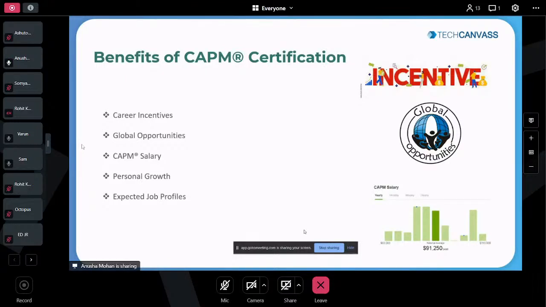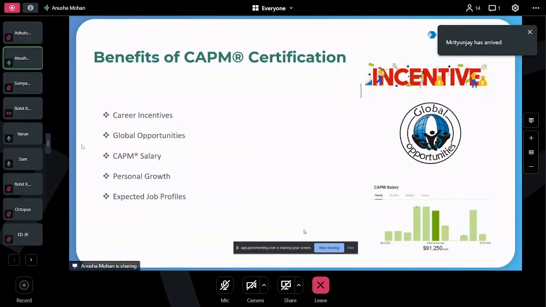The second benefit here is global opportunity. Among the benefits of CAPM, one is that it is a globally recognized certification. So you will be able to work anywhere, giving you the opportunity to travel around the world. Let's say you want to grow your career someday in the US or Canada or UK, you can show your employer that you are CAPM certified, and since this certification is globally renowned, they are going to accept it.